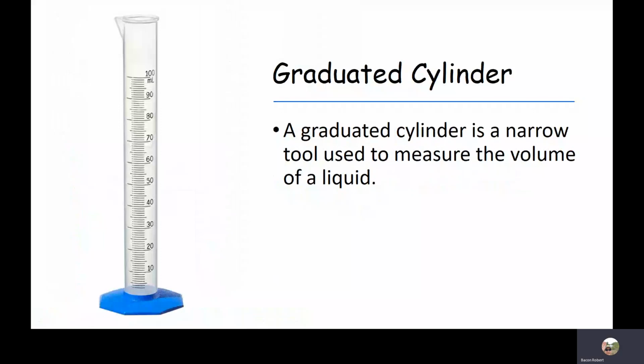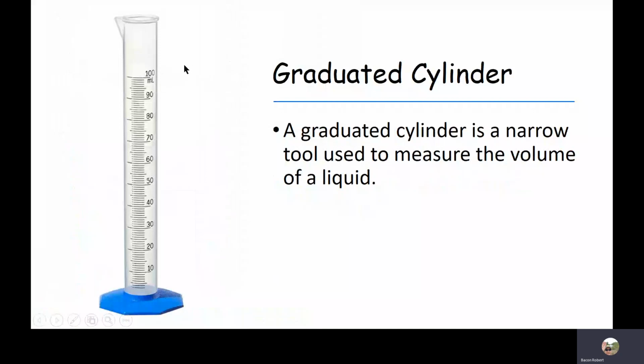Next is a graduated cylinder. Graduated cylinder is a narrow tool used to measure the volume of a liquid. So this we use for measuring liquid. Water, milk, juice, anything like that, even hand sanitizer. So this one goes to 100 milliliters. It's not particularly large, but you can have really big ones and you can have really small ones. It depends on what you're measuring.